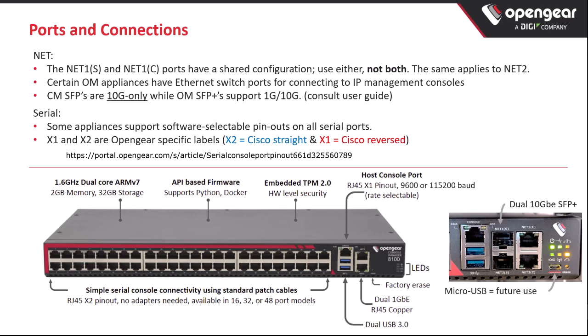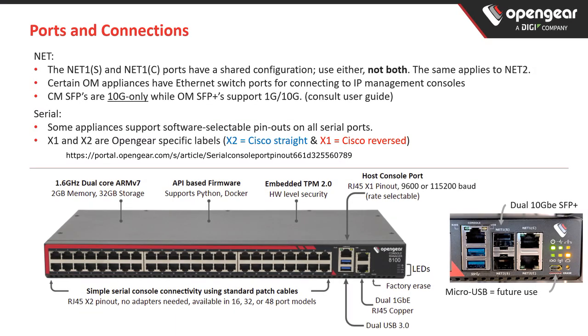When connecting into the management ports of the appliance, you'll see we've got a console port and some uplink ports: Net 1, Net 2, sometimes Net 3, Net 4. In the case where there are two different ports sharing a common label like Net 1S and Net 1C, this denotes SFP versus copper, yet the configuration of these two ports is shared. So do not try to connect both Net 1s into your network and expect them to operate differently.